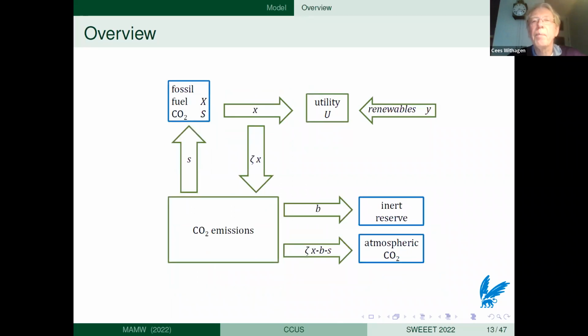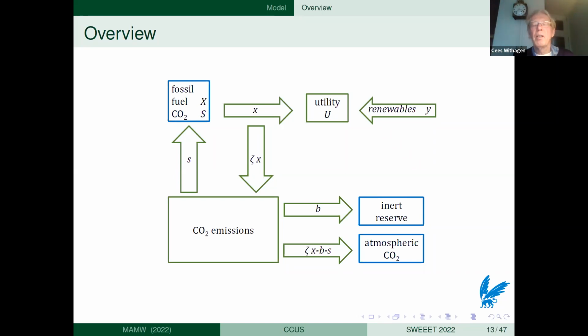And we therefore restrict ourselves to just one type of fossil fuel, denoted by X. And the flow is denoted by lowercase x. Together with renewables, this gives utility. Zeta X is the generation of CO2 emissions. B is going into inert reserves. And zeta X minus B minus S is emitted into the atmosphere.